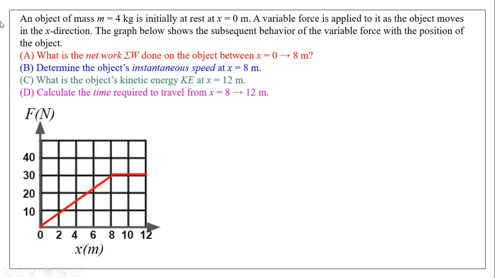Alright, so in this particular problem, we have an object of mass 4 kilograms that is initially at rest at x equals 0. So the problem starts at the origin. It's just a variable force. Key phrase here, a variable force is applied to it as the object moves in the x direction.